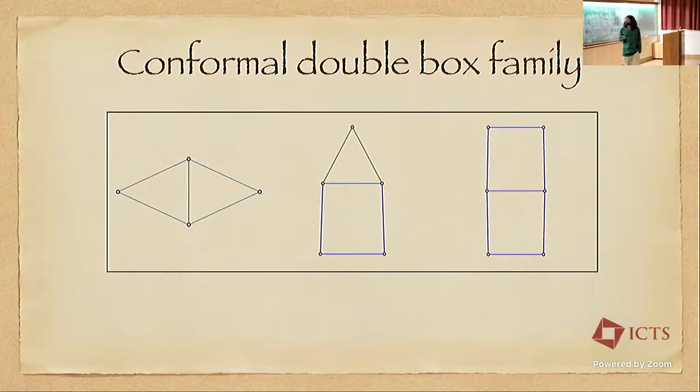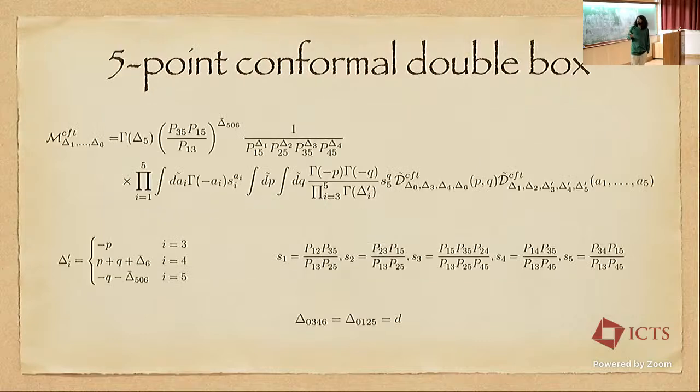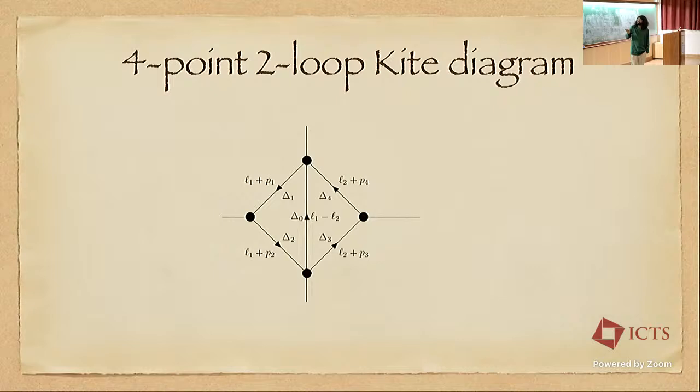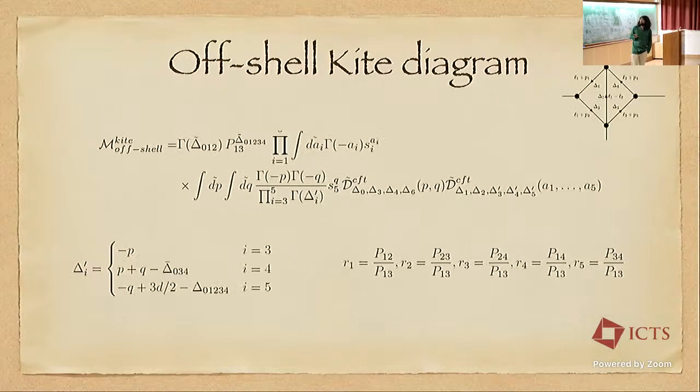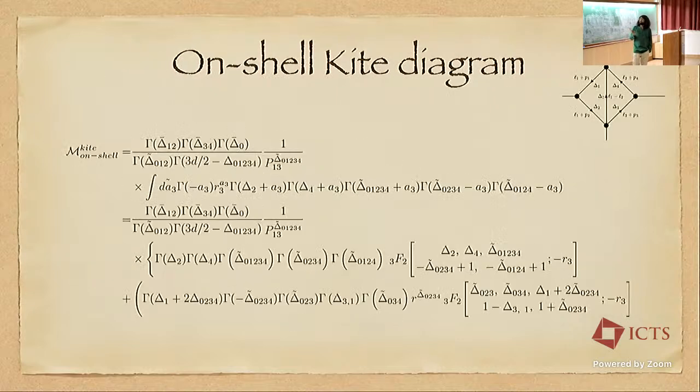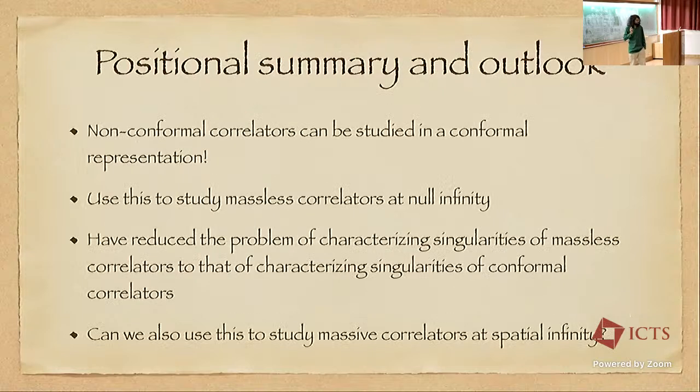So we can go and do that at 2 loops and so on. If you wanted to find this 2-loop diagram, you'll do it from this 5-point conformal double box diagram. So you'll get an off-shell and an on-shell answer for this. So with that, I'll stop, and I'm already out of time. But if you have any questions, I'm happy to take them.